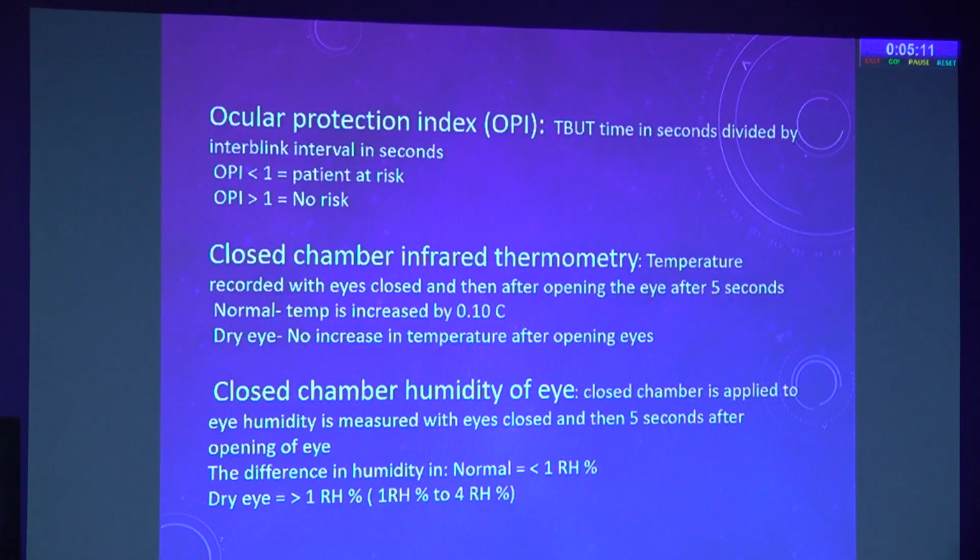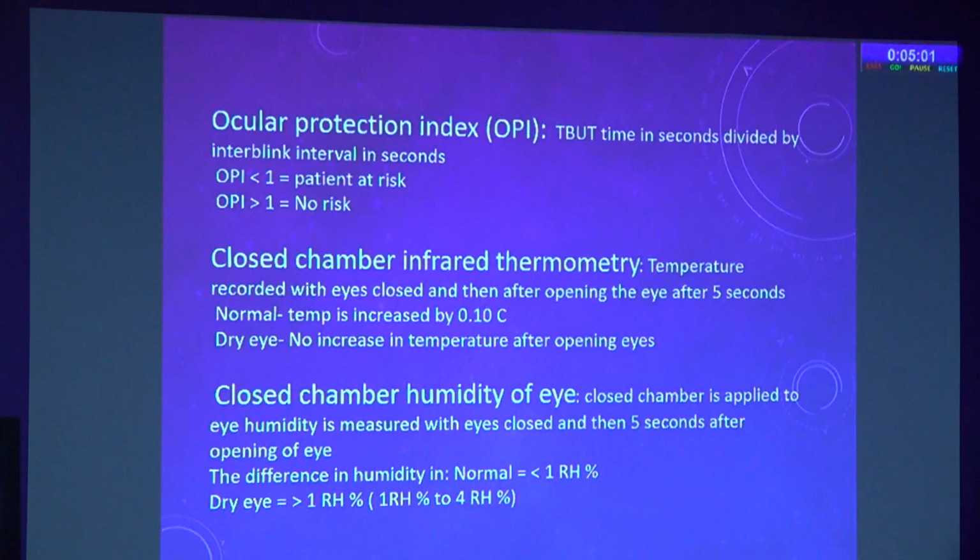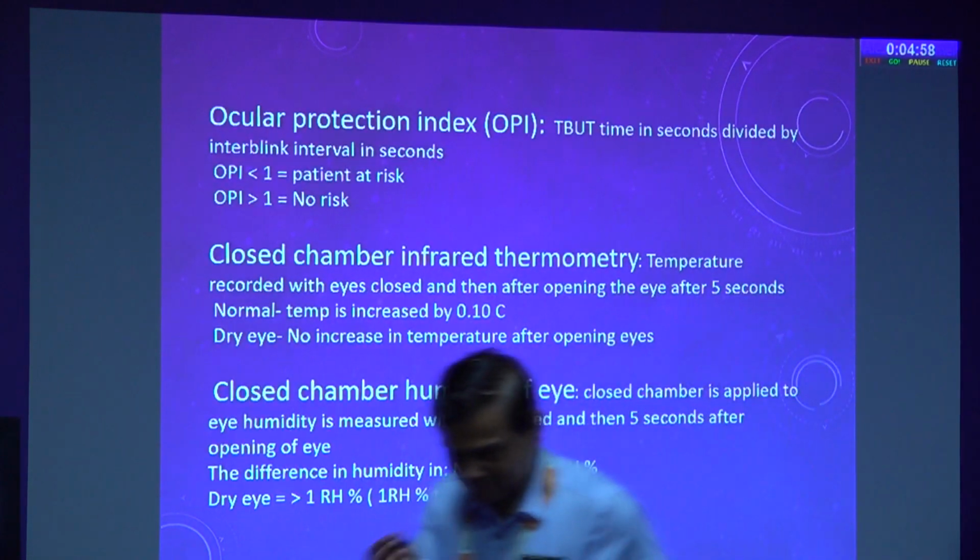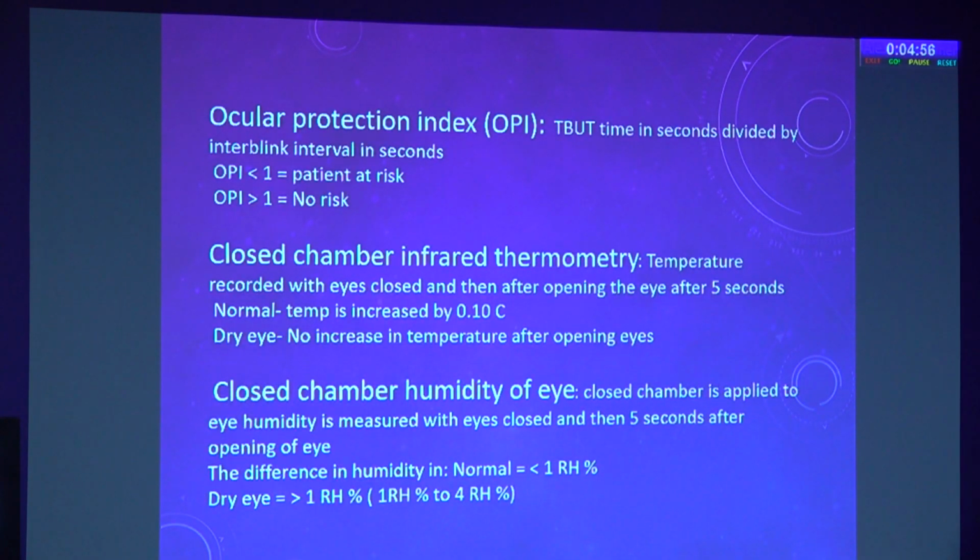The other test which can be done is the ocular protection index, which is the tear film breakup time in seconds divided by the interblink interval. So you have to know the blink ratio also, which is important in ocular surface analysis. Other things are closed chamber infrared thermometry, which can measure the temperature of the eye by closing and opening time. It's around 0.10 centigrade. In dry eye, there is no change in the temperature. Closed chamber humidity of the eye can also be measured as a relative humidity index. With the closed chamber applied to the eye, humidity is measured with eyes closed, and then for 5 seconds, open the eye and measure.